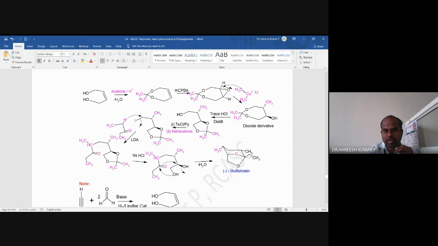Once this particular compound is obtained, this alcohol is treated with tosyl chloride. What is tosyl chloride? Para-toluenesulfonyl chloride is called tosyl chloride. Tosyl chloride in the presence of pyridine converts the hydroxy group into a tosylate. Once the hydroxy group is converted into a tosylate, it is treated with sodium iodide. What is the role of sodium iodide? You know that iodide, I minus, replaces the tosylate. That is how the iodo compound is obtained.